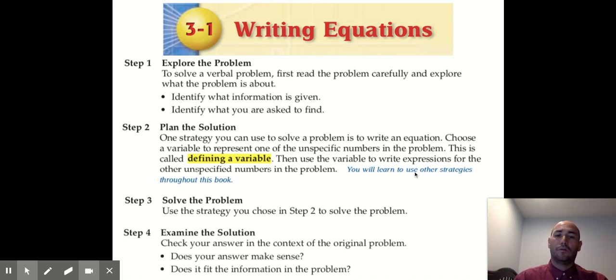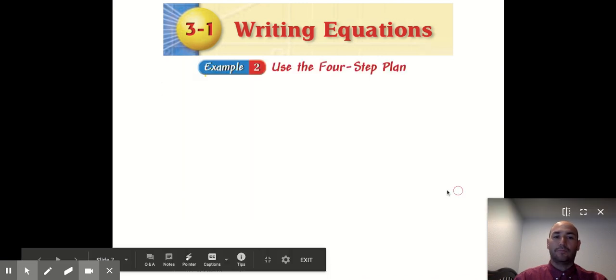Once you've used your strategy and solved the problem, you should check to see if your answer actually makes sense. Does it make sense in the context of the problem? Is it too big? Is it too small? Does it fit with the information that was given? If it asked me to find how many puppies there are and I got $34, that doesn't make a whole lot of sense with the information given. So make sure you're checking that your solution actually makes sense in the context of the problem.